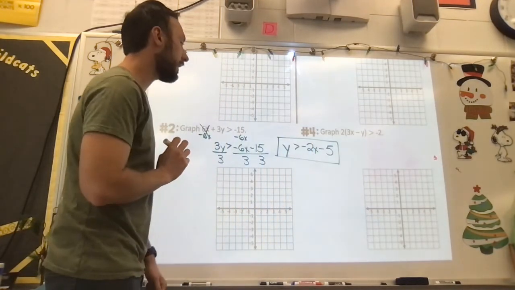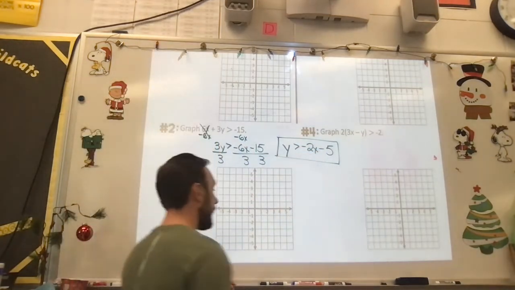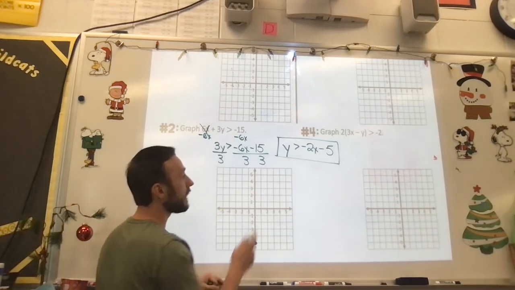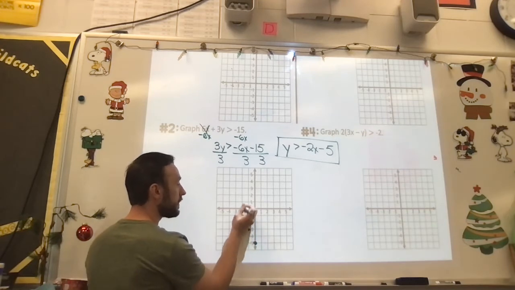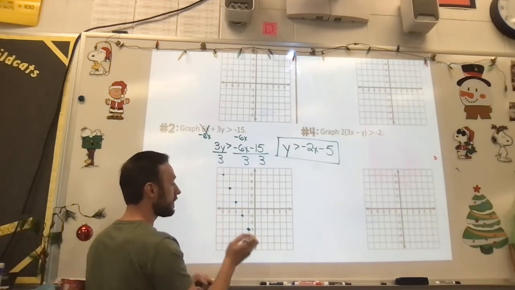I need a graph right there. So it's going to have a y-intercept of negative 5, so I'm going to make a dot down at negative 5. I'm going to rise up 2 and 1 to the left. Up 2, 1 to the left. I like to do it a few times just to give my line more guidance.